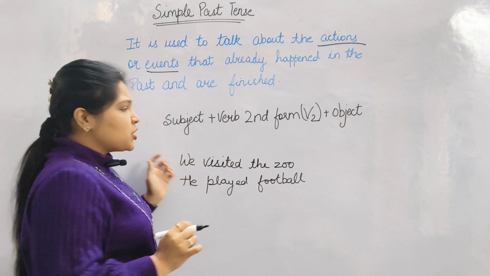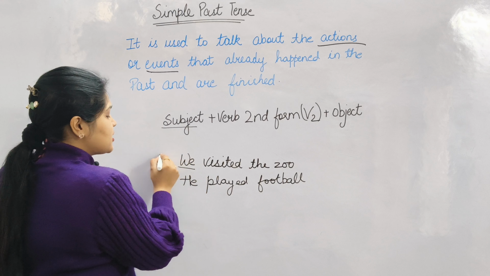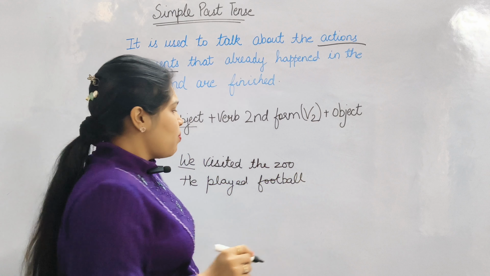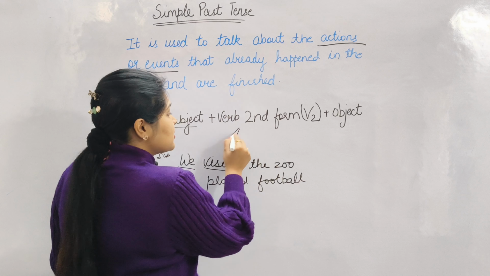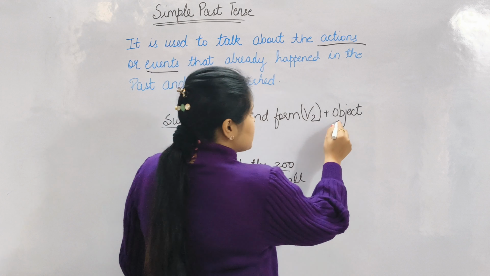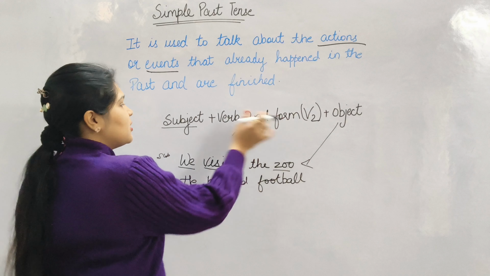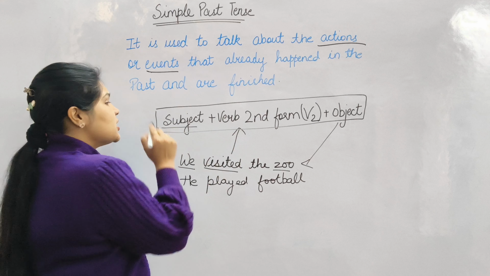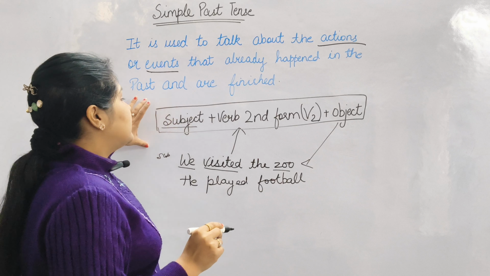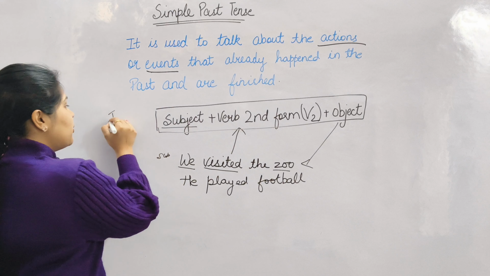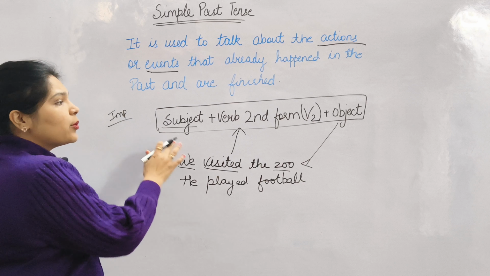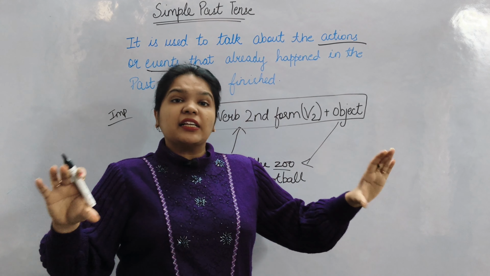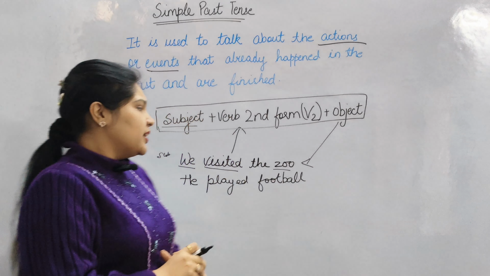So what is its formation? Subject. We is the subject. Visited is the verb, second form. Zoo is the object. So this is the formation. In any tense or any grammar topic, you just need to remember this formation. It is very important to learn about the formation of the sentence. Means what are the things, how we need to frame the sentence. That is the formation of the sentence.